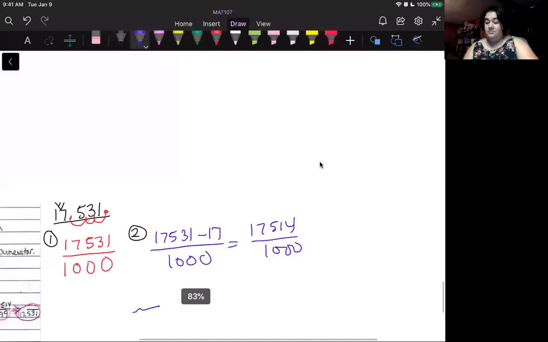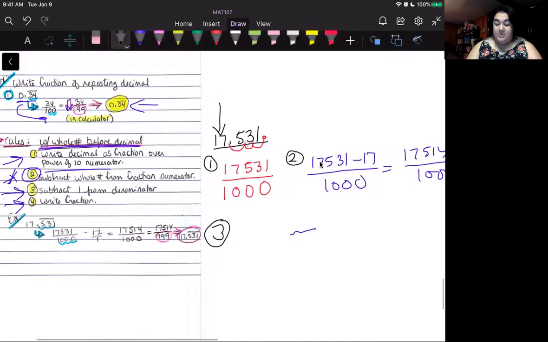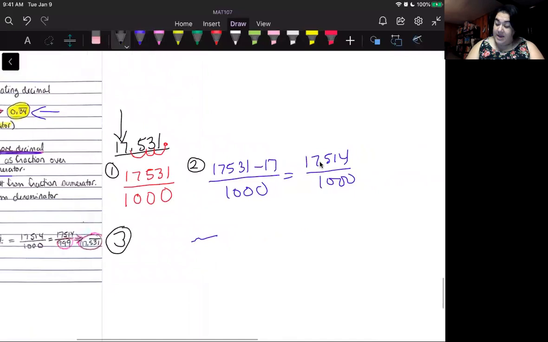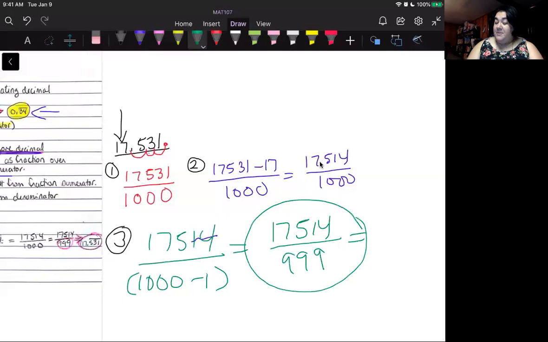Now, if we go on, step three, right? What does it say to do? Subtract one from the denominator. So we're back to the steps we were using before. So now I'm going to say, okay, I take 17,514, and I'm going to subtract one from the denominator. So this is going to be 1,000 minus one, which equals 17,514 over 999. And this, if I put it into my calculator, will go ahead and give me back the repeating decimal of 17.531 with the 531 on repeat.